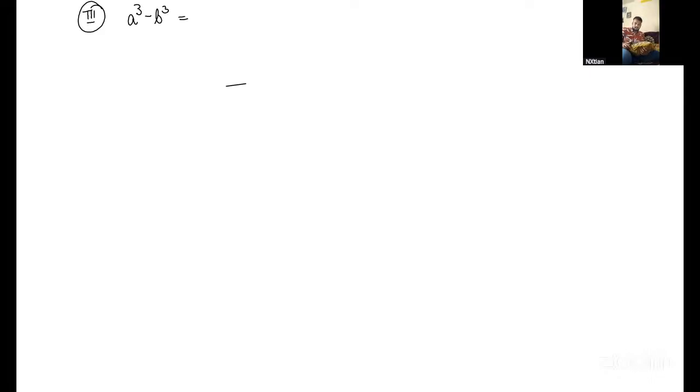Yes, my internet went for a sec. Okay. Now the third identity is a cube minus b cube. Now what is a cube minus b cube? See, a cube minus b cube, the identity is a minus b into a square plus ab plus b square. This is a cube minus b cube.